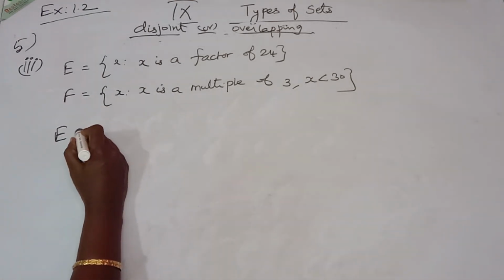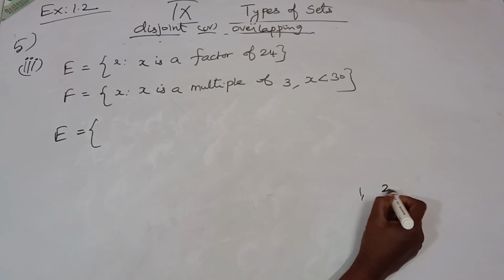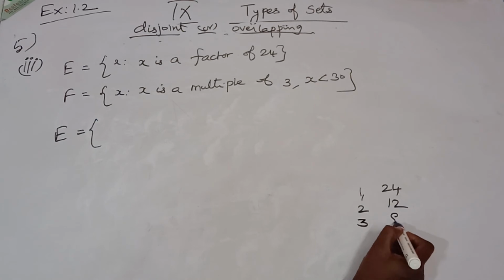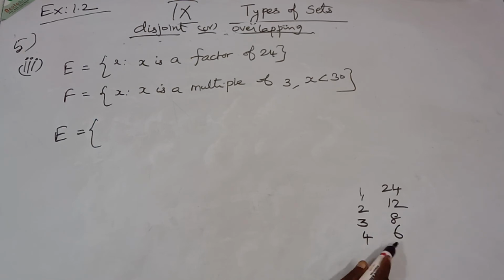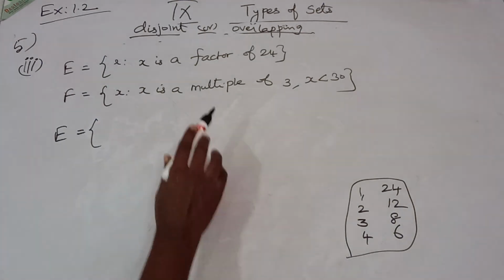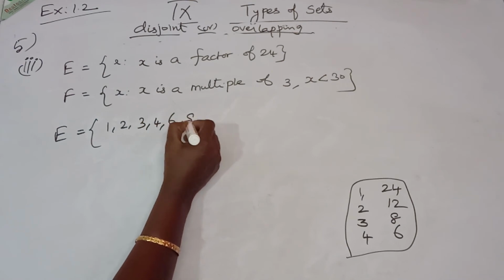So E equals the set of all x such that x is a factor of 24. What are all the factors? Any number which divides 24 exactly without any remainder is called a factor. What numbers will come? 1 times 24, then the second table 2 12s, the third table 3 8s, and the fourth table 4 6s. At the fifth table we can't divide, the sixth is already there, so only these are the factors of 24. If you write it in order: 1, 2, 3, 4, 6, 8, 12 and 24.